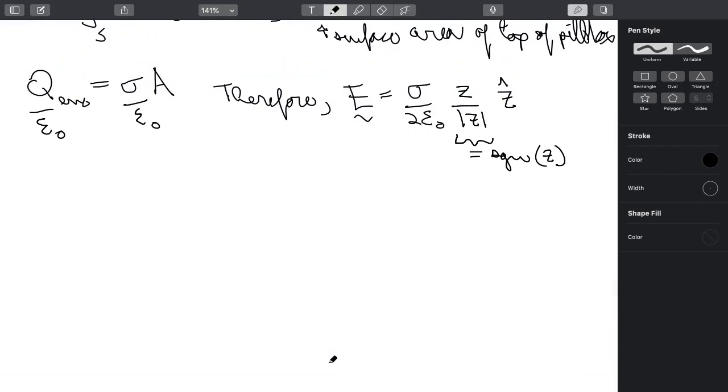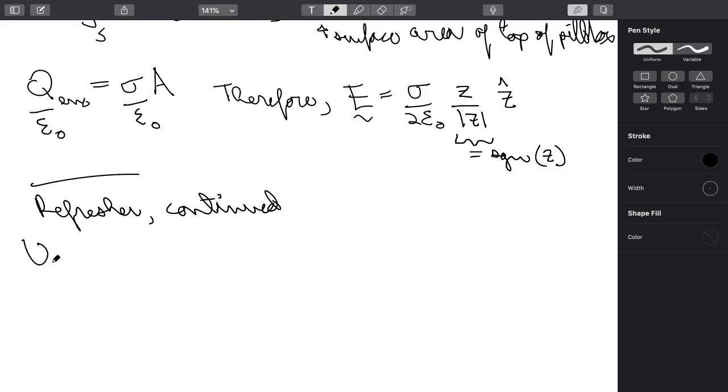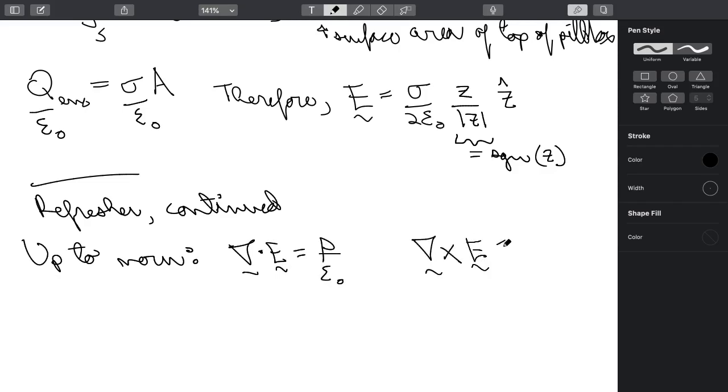So, now let's just do a little restart here. Continue with our refresher continued. Okay, so up to now, what we know is that the divergence of the electrostatic field is the local charge divided by epsilon 0. The curl of the electrical field just vanishes. We also know that we can write our E as minus the gradient of some scalar potential, V.